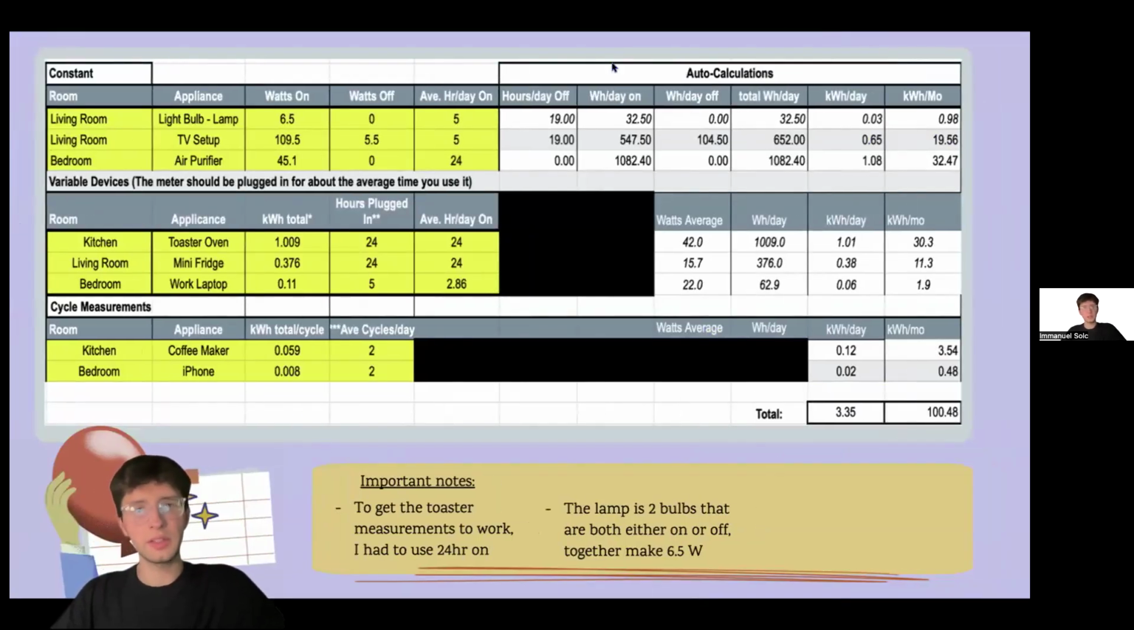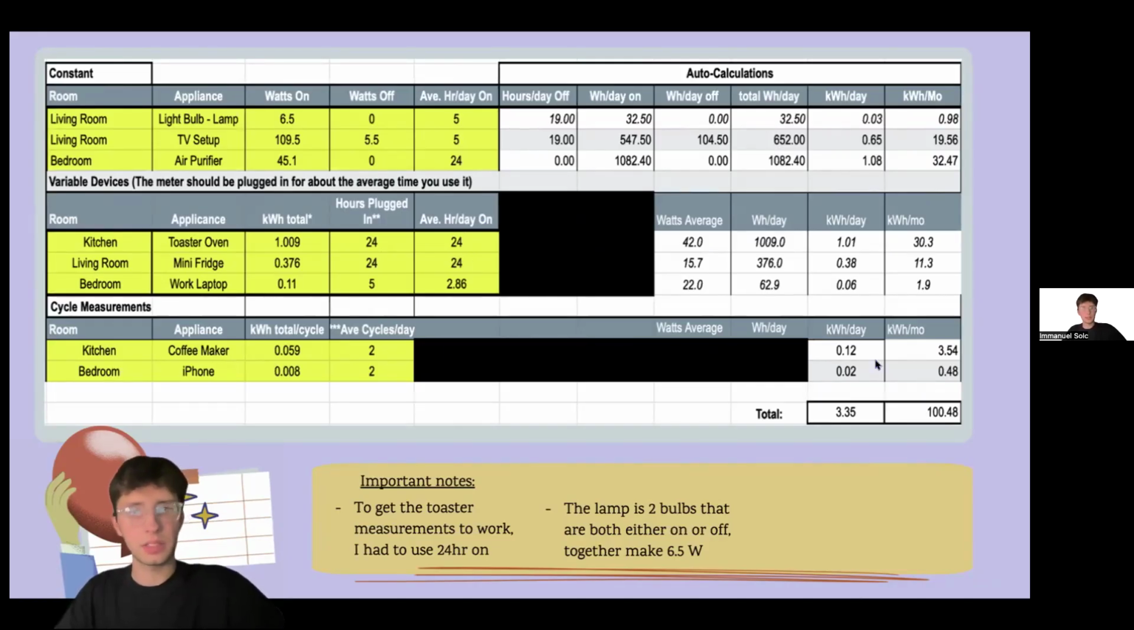So I've got three different categories: cyclic devices, other types of variable devices, and then constant. For the biggest in each category, I was surprised to see the air purifier actually took up the most electricity, but at the same time, it is running 24/7, so I can see how that happened. And then second, in the variable devices, the biggest was the toaster oven in the kitchen. That took about 30 kilowatt hours per month. And it says average hours per day on is 24, but it's actually 45 minutes. I just had to put it at that because it's always plugged in and using different amounts of energy depending on what level of toaster is being used.